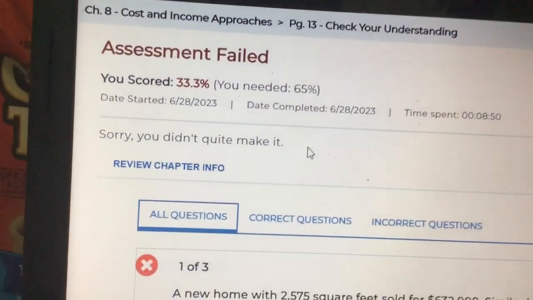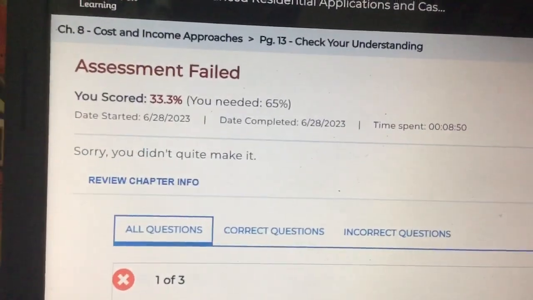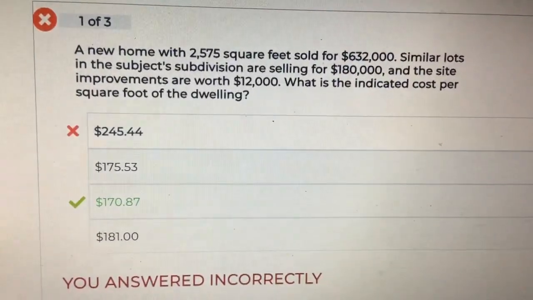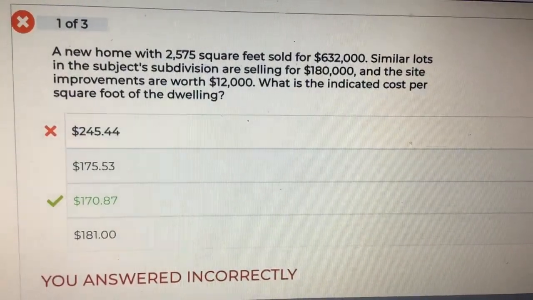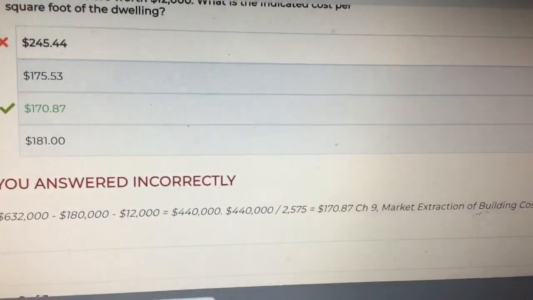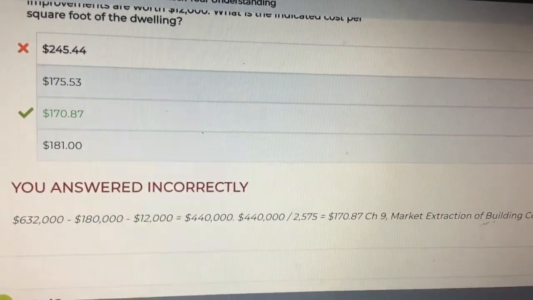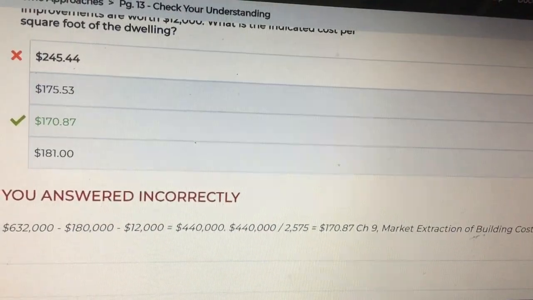You failed. You got a 33.3%. So remember, number 1, the correct answer was $170.87. The formula to get that was $632,000 minus $180,000 minus $12,000 equals $440,000.